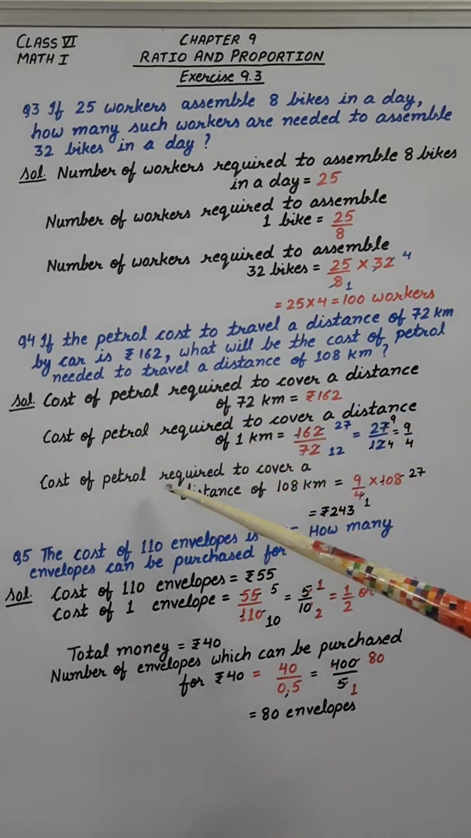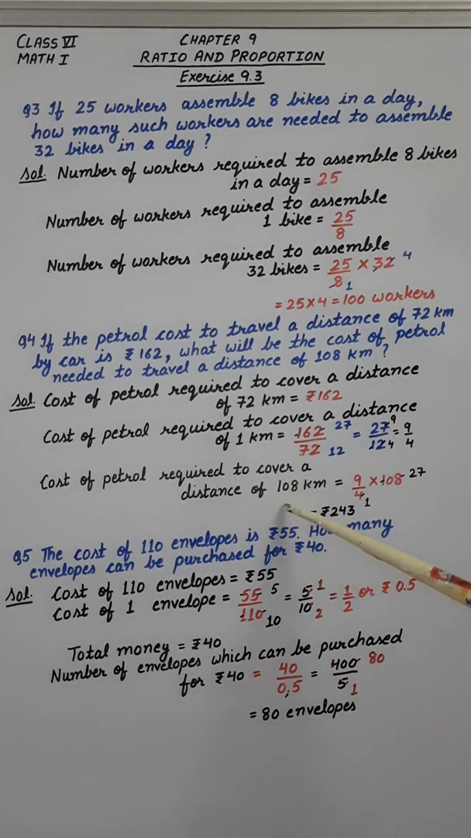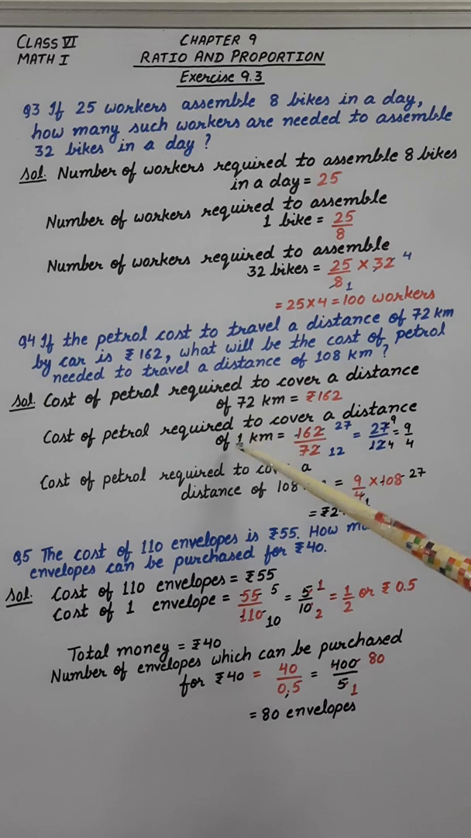Now the cost of petrol required to cover a distance of 108 kilometers. For 1 kilometer, the answer is 9 by 4. Now we have to calculate for a distance of 108 kilometers, so we will do multiplication. So 9 by 4 multiplied by 108. Reducing these numbers by 4, 4 ones are 4, and 4 twenty-sevens are 108. So the final answer is 9 multiplied by 27, rupees 243. So this is called the unitary method. That means first we have to find for one and then we have to find for many.